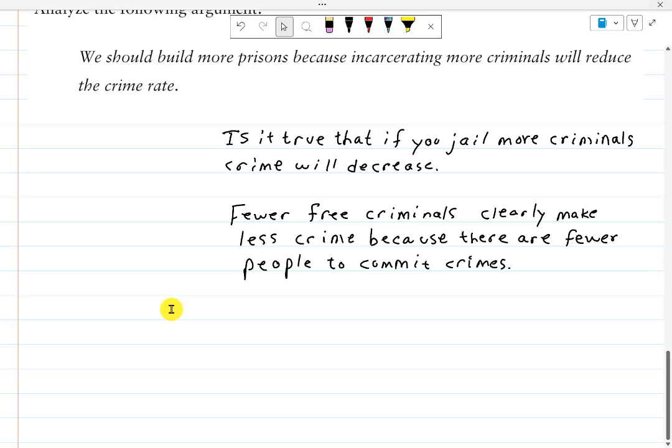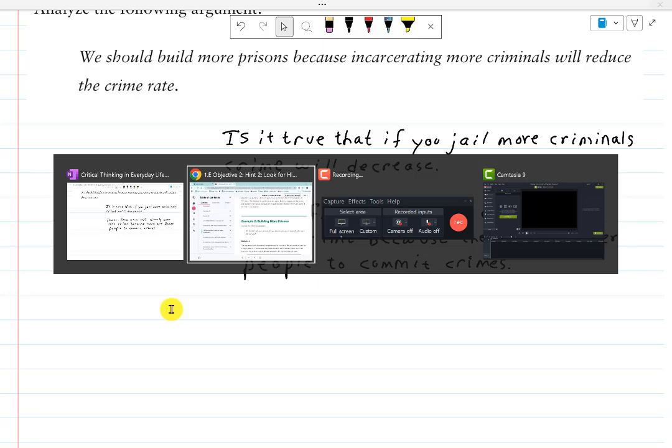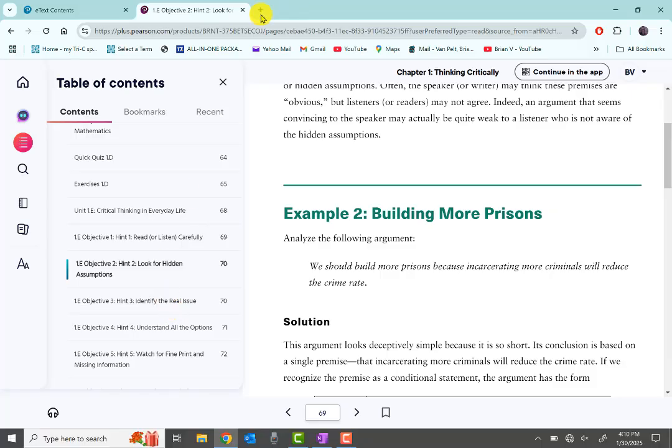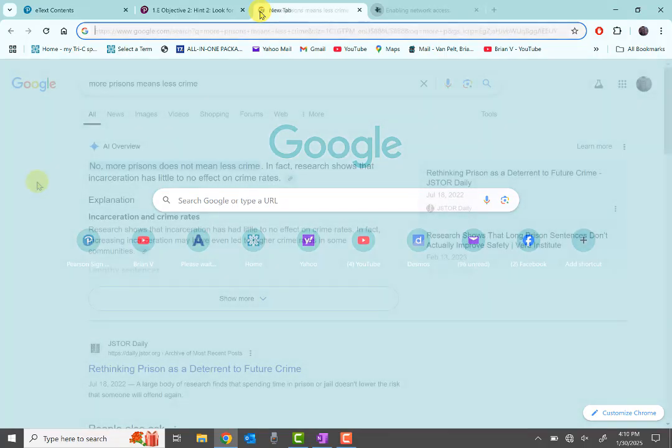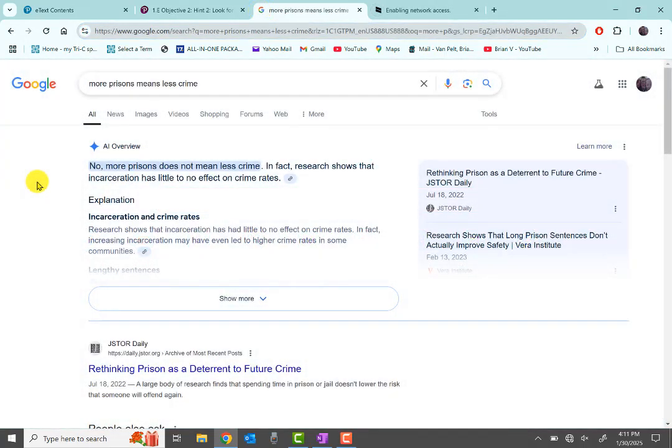In fact, check this out. I am going to find the internet here, and go to Google. I did a search on "more prisons means less crime." I just want to get an idea of what the internet thinks about it. So Google's AI provided me with this sentence here: "No, more prisons does not mean less crime." Now, I can't just take this as a true statement, but it starts to lead me to believe that maybe what was so obvious before is not true. It will give some details itself.